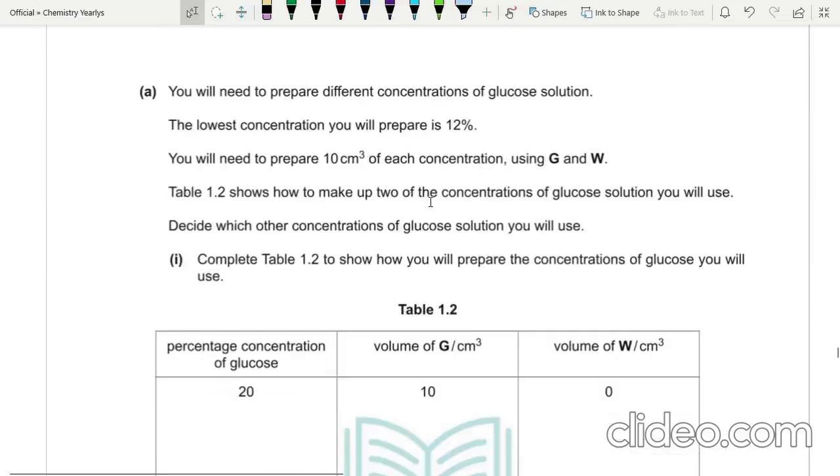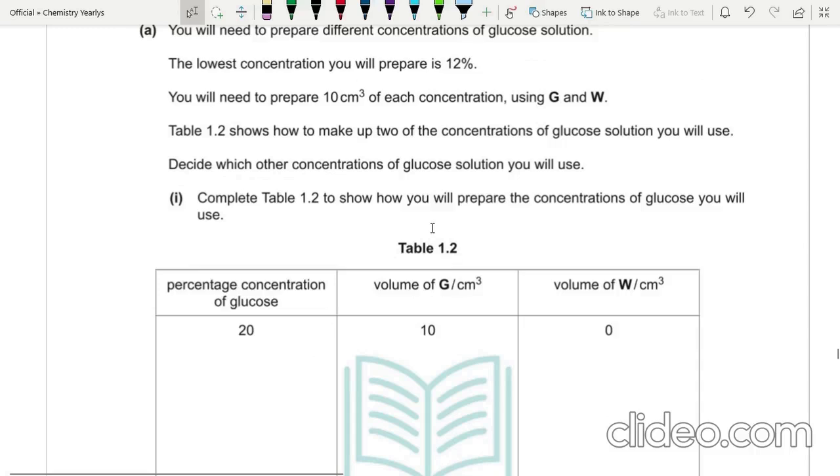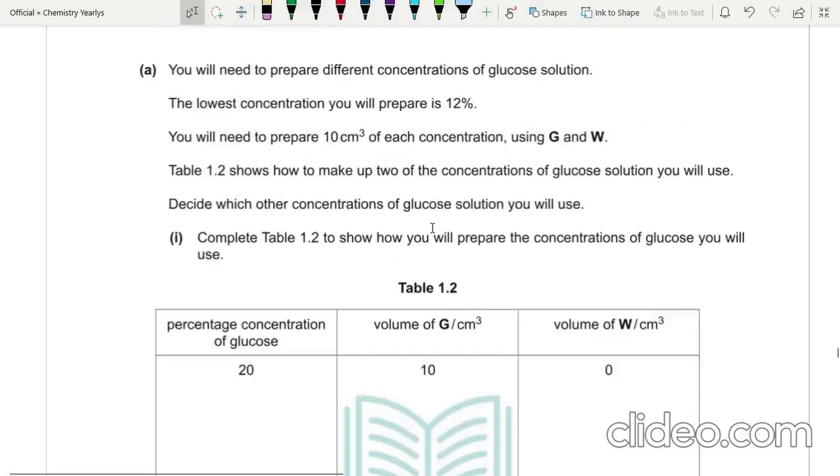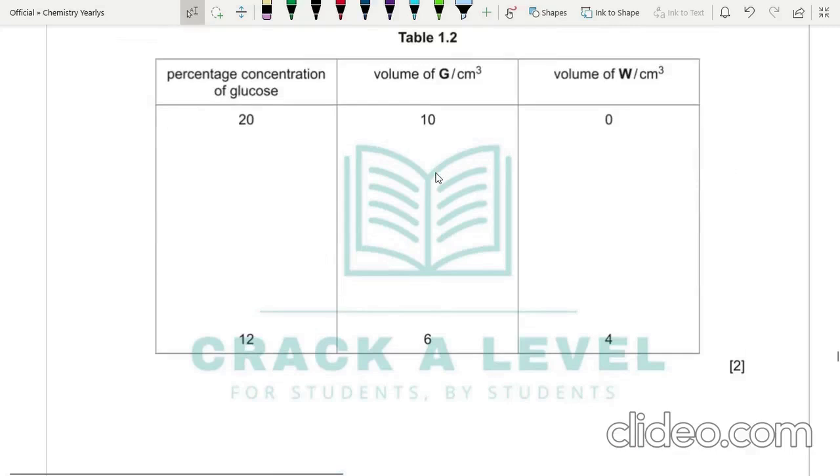You will need to prepare different concentrations of the glucose solution. The lowest concentration you will prepare is 12%, and you will need to prepare 10 cm cube of each concentration using G and W. Table 1.2 shows how to make up two of the concentrations of the glucose solution you will use, and decide which other concentrations of solution you will use. So we are going to be preparing the concentrations between these two ranges. So let's take a gap of 2, and it will become 18, then 16, and then 14.